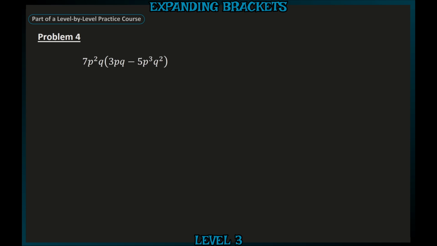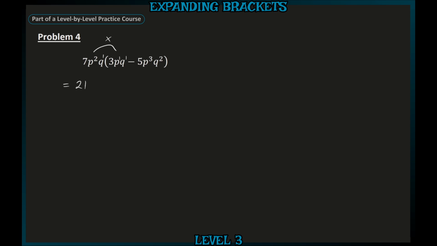In problem 4, we're expanding 7p squared q multiplied by 3pq minus 5p cubed q squared. Now here we can use our laws of indices again. So anytime we multiply indices together, we can add the powers. So I'm going to add a power of 1 on this q, a power of 1 on this p, and a power of 1 on this q. And we can now start multiplying. So to begin, we're going to do 7p squared q multiplied by 3pq. So starting with the numbers, we have 7 times 3 is 21.